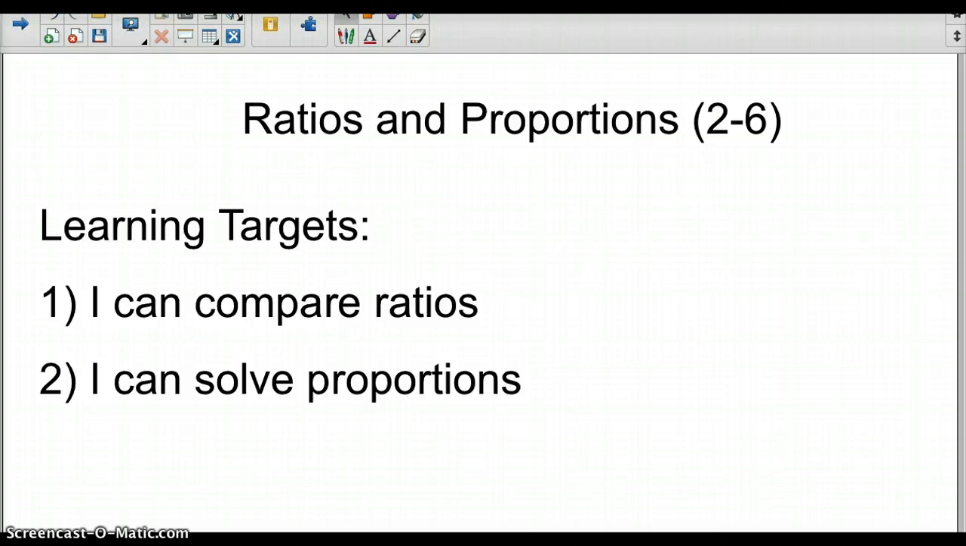Our learning targets today are, first, I can compare ratios, and second, I can solve proportions. So by the end of this we want to have a pretty good handle on being able to do those two things.